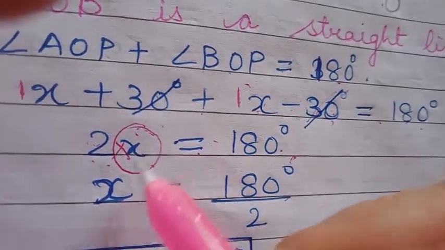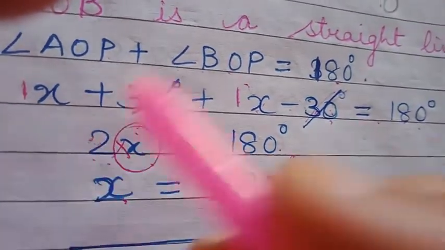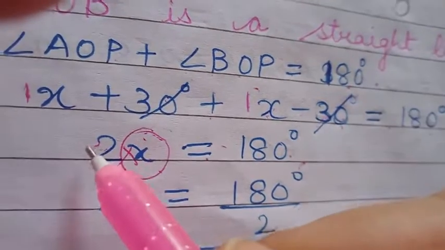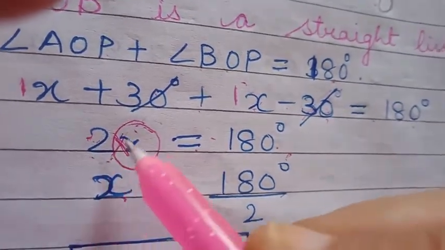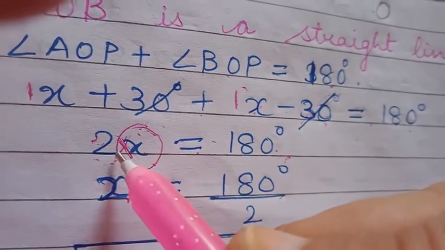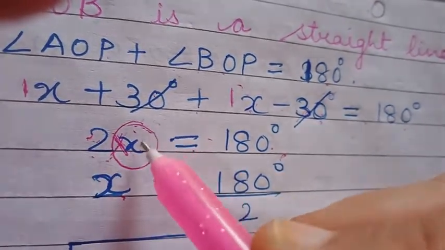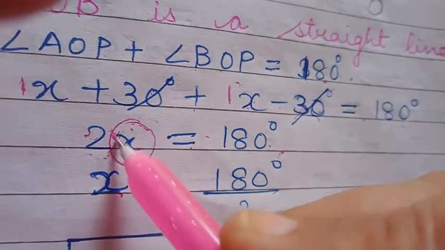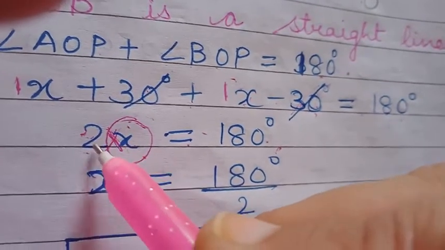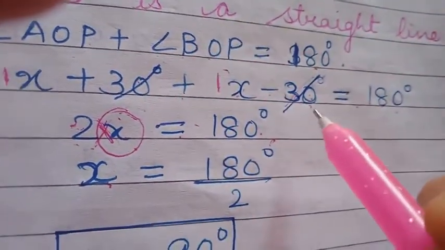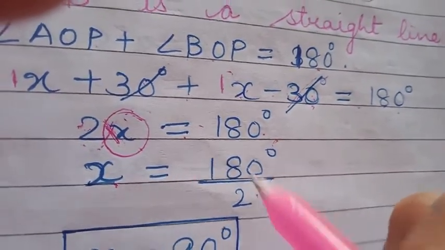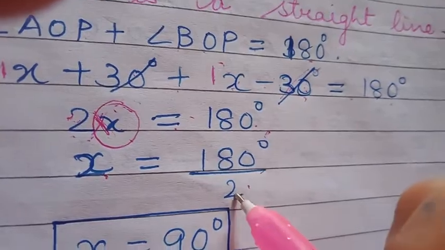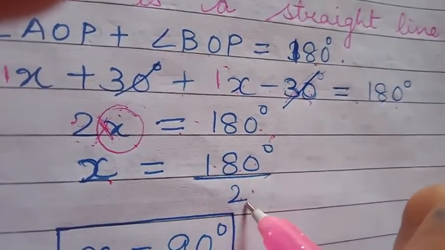So let x stay here and let 2 get transposed to the RHS. Here multiplication is there, so 2 is associated with x in connection with multiplication. When this 2 gets transposed to the RHS, it goes in division, since multiplication becomes division. So 180 divided by 2.